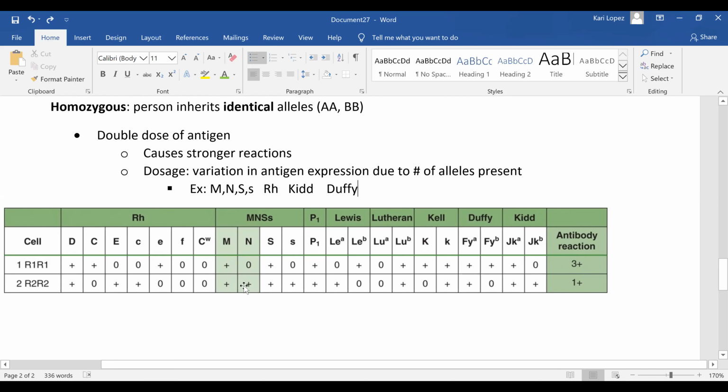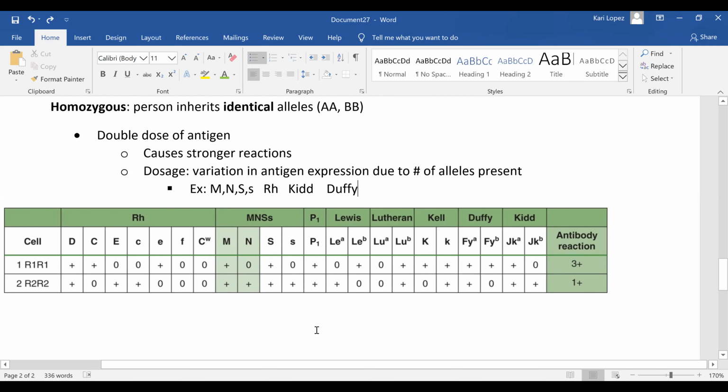I'm sorry, I switched them for y'all, because normally if you're talking about a different one, that would be the case. But in the case of M and N, since they're separate antigens, if you have M but not the N, then that means you're homozygous for M. And if you have an M and an N, you're heterozygous. I'm sorry, for this one specifically, I got them switched.